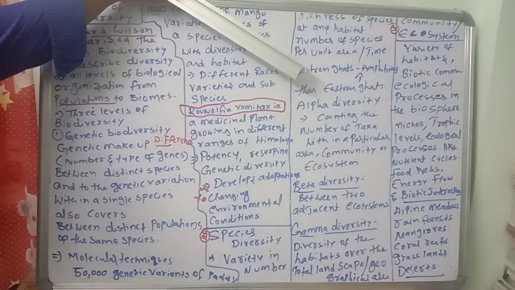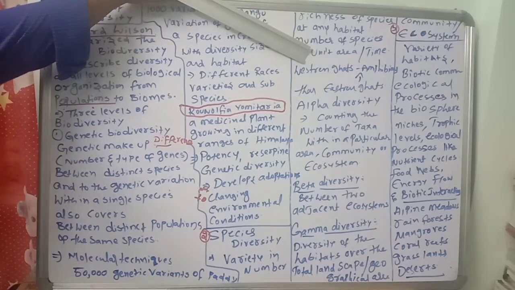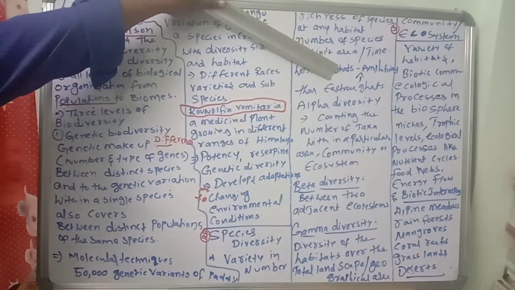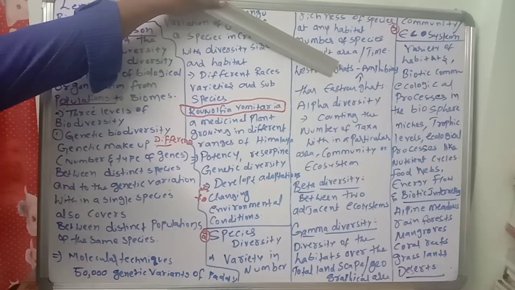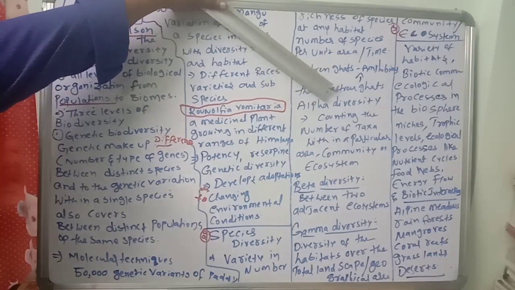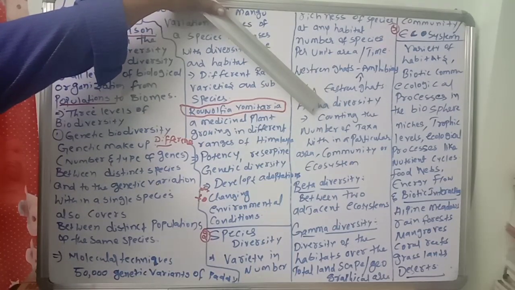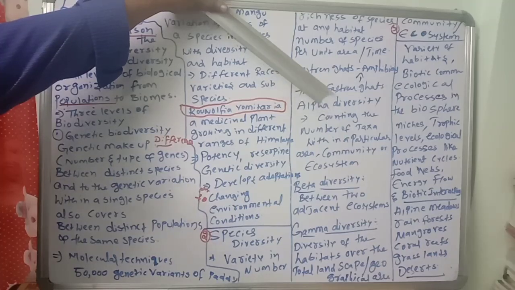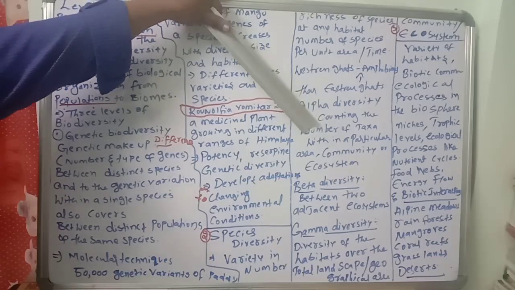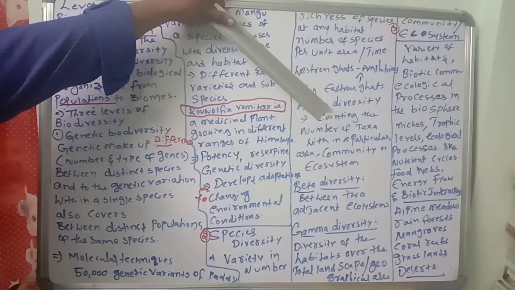So the next important thing is the Western Ghats. Western Ghats amphibians are more than the Eastern Ghats. The three important indices of diversity are alpha, beta and gamma. Alpha diversity is measured by counting the number of taxa. Alpha diversity means the number of taxa within a particular area, community or ecosystem.